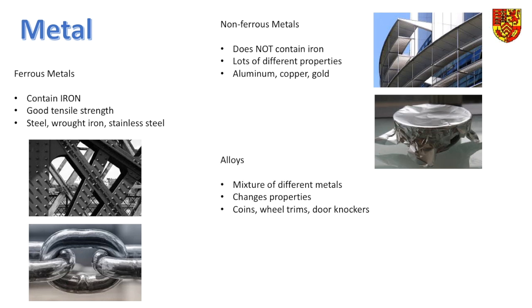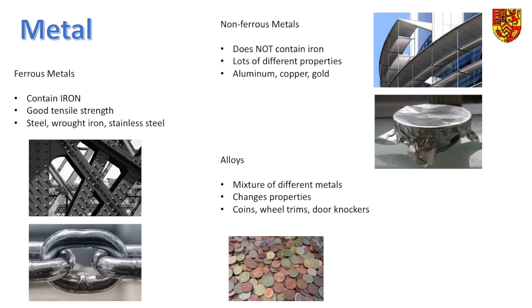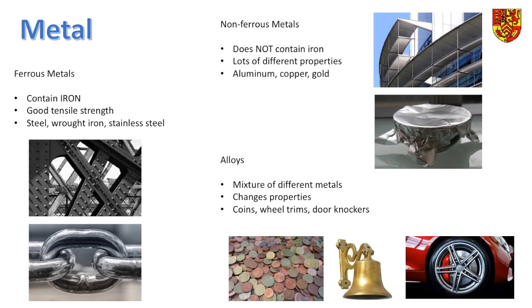So another classification of metals then is alloys, and alloys are just a mixture of different metals. So for example, you might have copper coins, and they do contain copper, but they also contain nickel to slow down the tarnishing process of the copper.